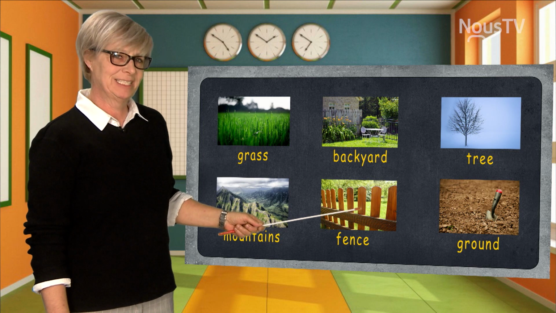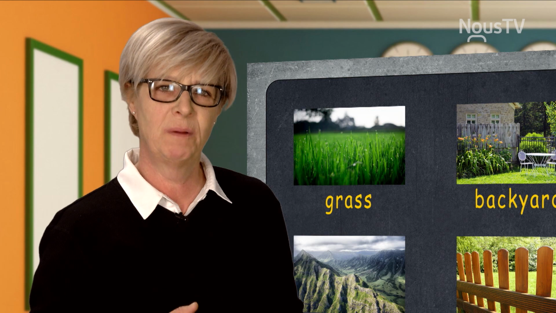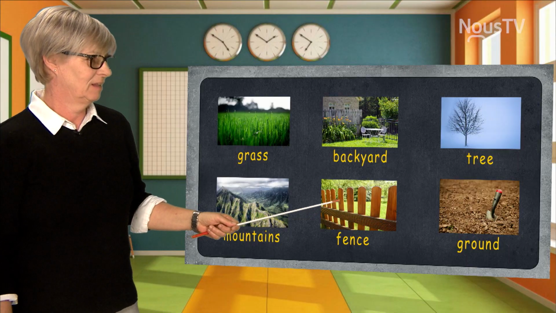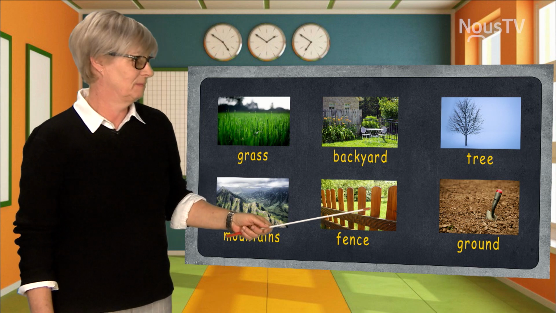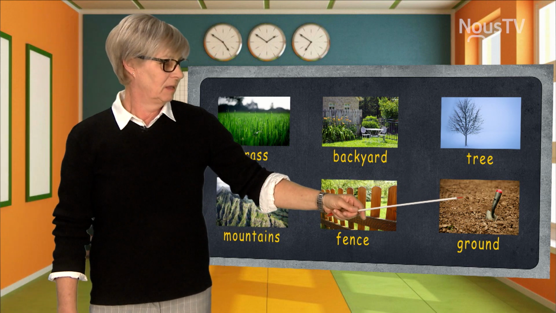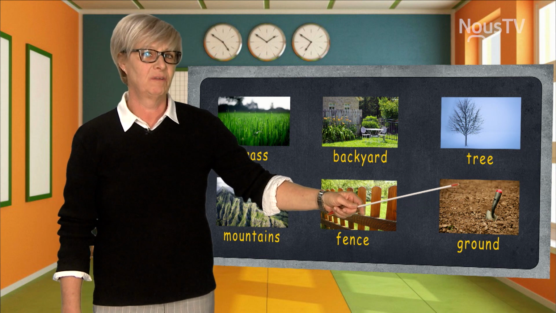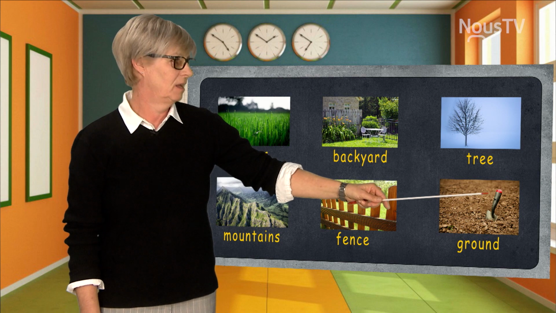This is a fence. A fence is what separates you from your neighbor. You have a fence. They say that a fence makes for good neighbors. Here we have the ground. Outside is the ground. If you're inside, it's the floor. But if you're outside, it's the ground.